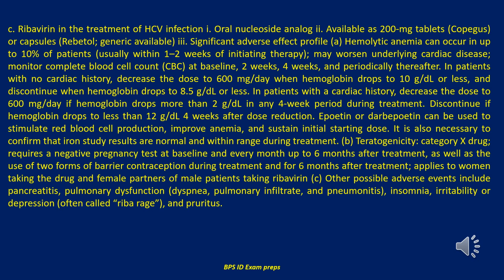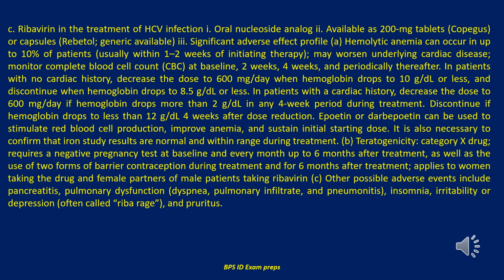Epoetin or darbepoetin can be used to stimulate red blood cell production, improve anemia, and sustain the initial starting dose. It is also necessary to confirm that iron study results are normal and within range during treatment.